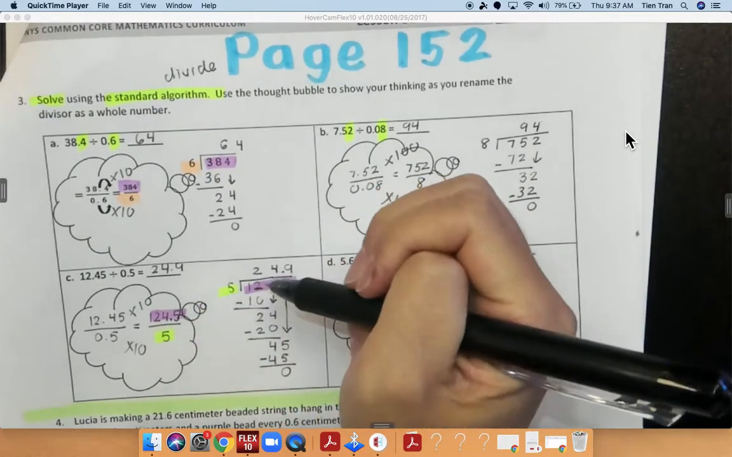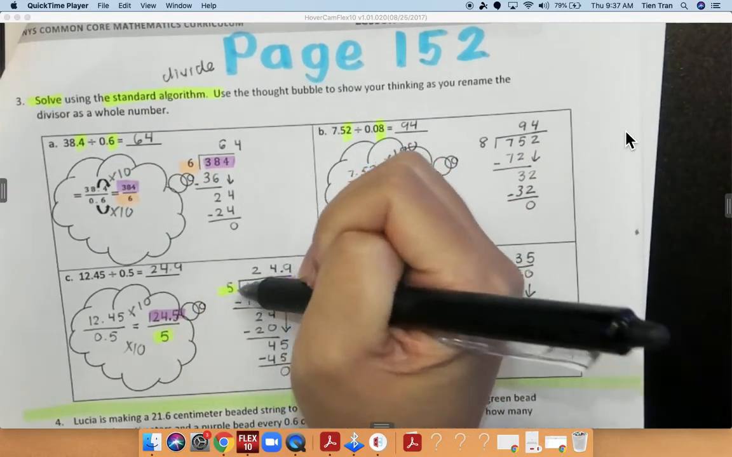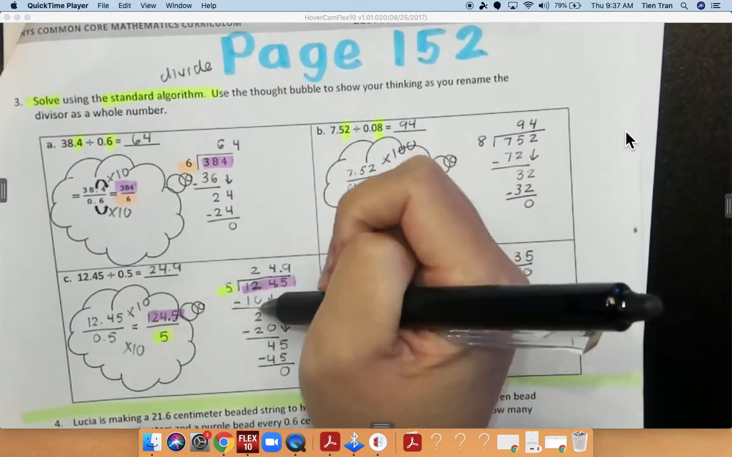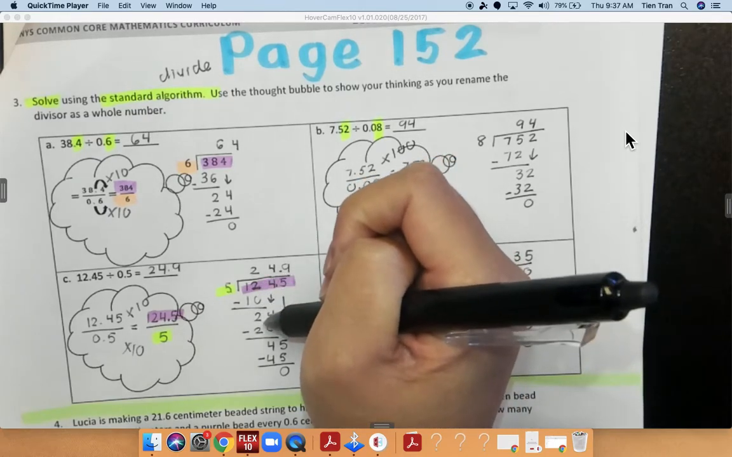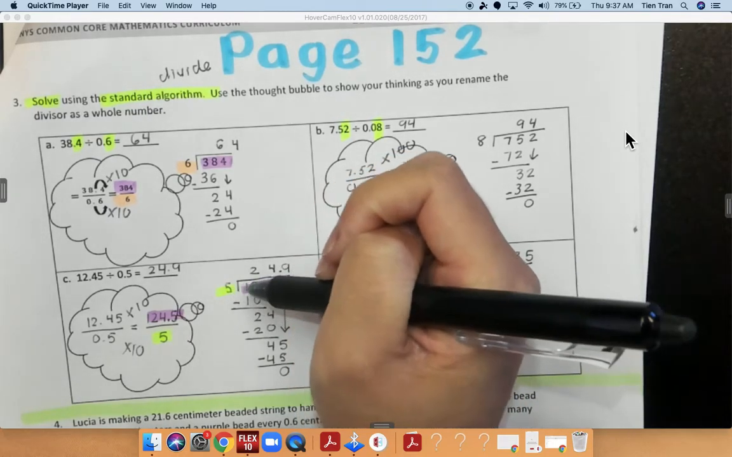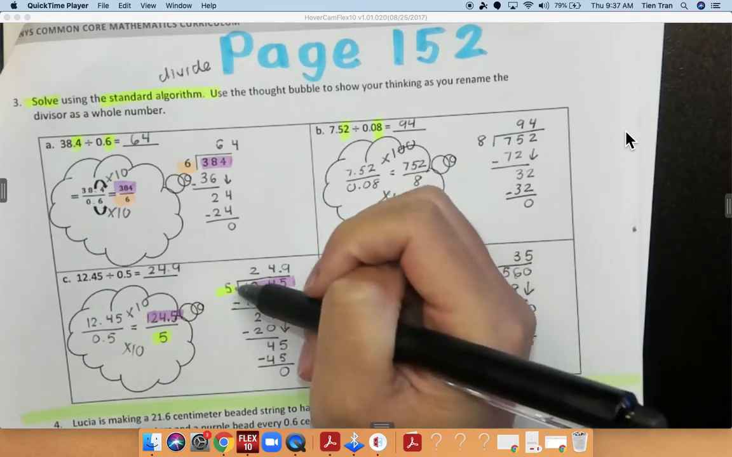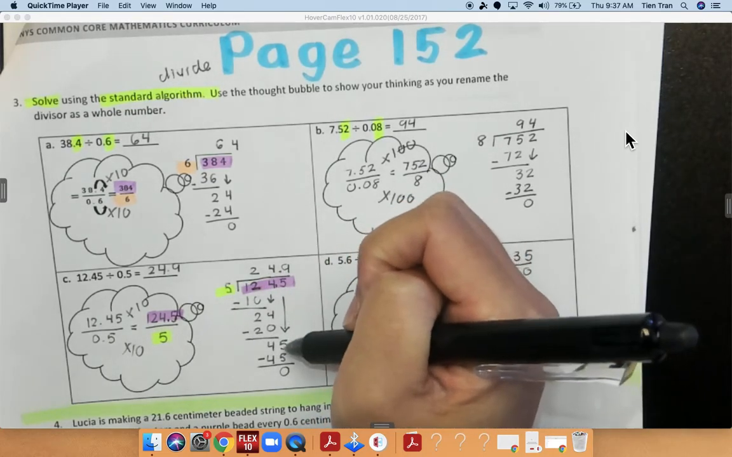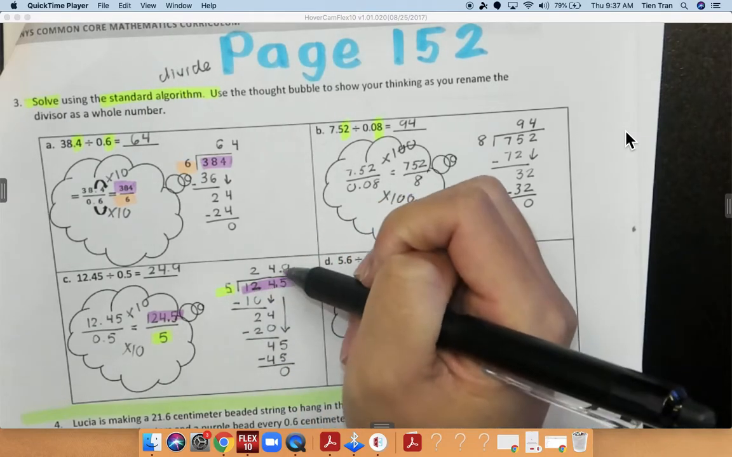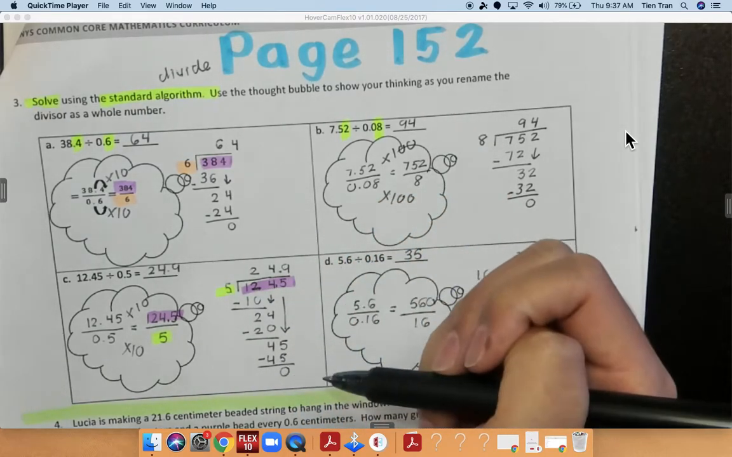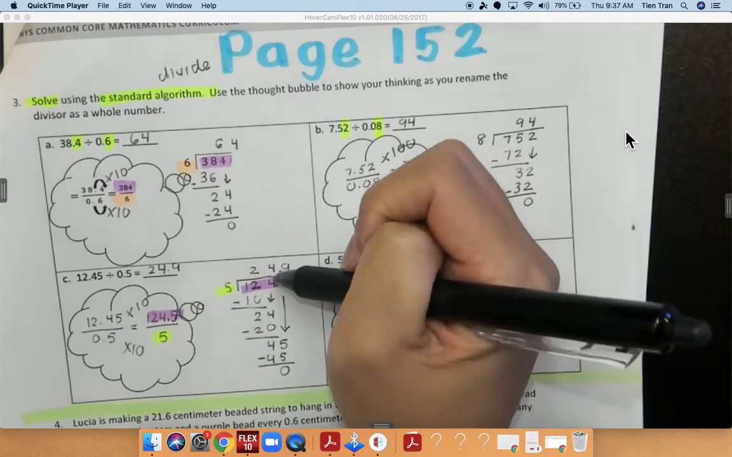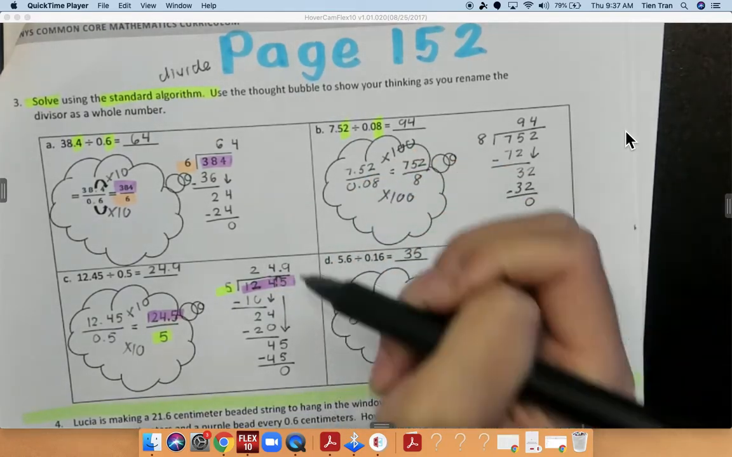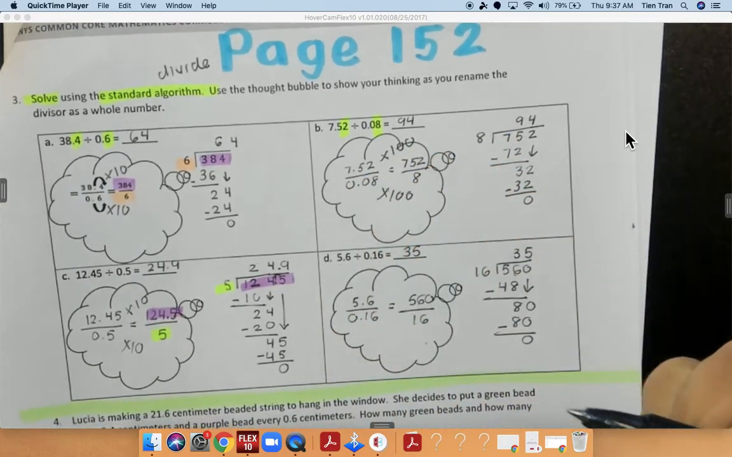Okay. We have 5 can go into 12 2 times. 5 times 2 is 10. 12 minus 10 is 2. Bring down your 4. 5 can go into 24 4 times. 5 times 4 is 20. 24 minus 20 is equal to 4. Bring down your 5. 5 can go into 45 9 times. 45 minus 45 is 0. Don't forget to bring up your decimal. So your final answer is 24 and 9/10.